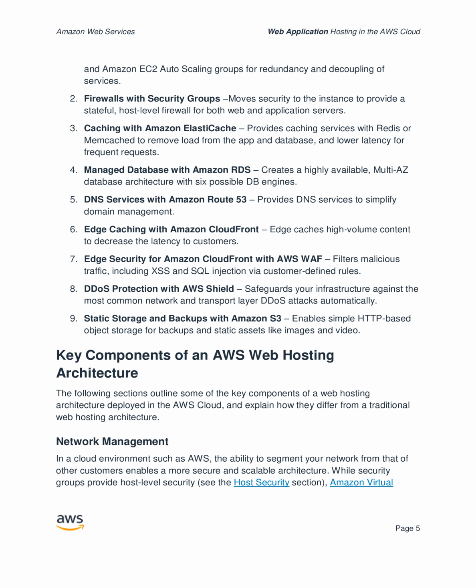5. DNS services with Amazon Route 53 provides DNS services to simplify domain management. 6. Edge caching with Amazon CloudFront. Edge caches high-volume content to decrease the latency to customers. 7. Edge security for Amazon CloudFront with AWS WAF filters malicious traffic, including XSS and SQL injection via customer-defined rules. 8. DDoS protection with AWS Shield safeguards your infrastructure against the most common network and transport layer DDoS attacks automatically.